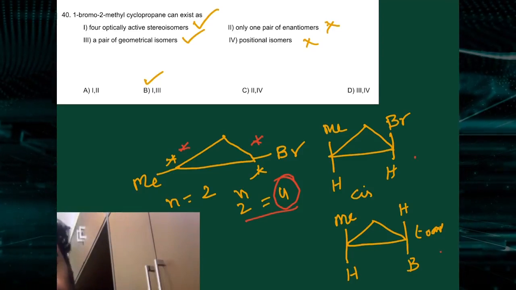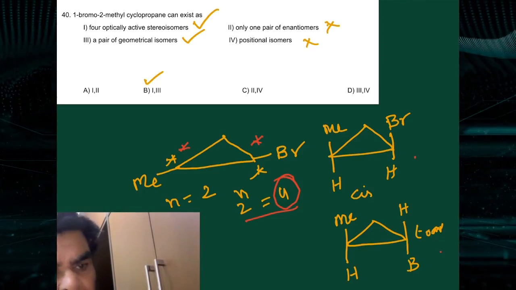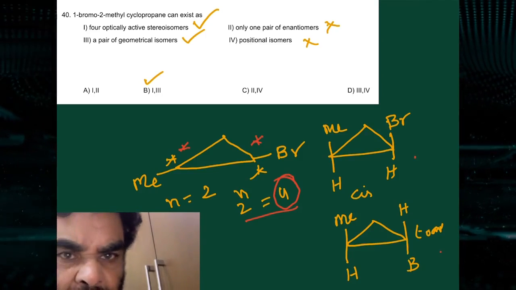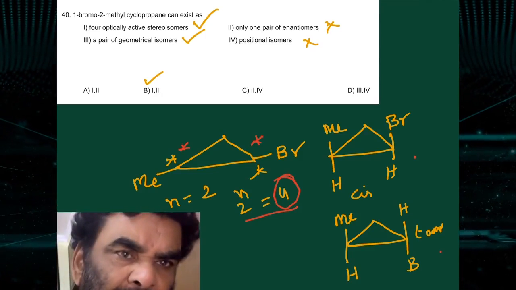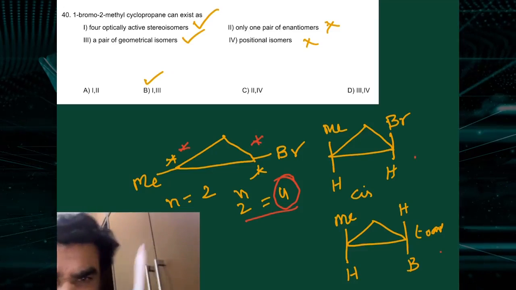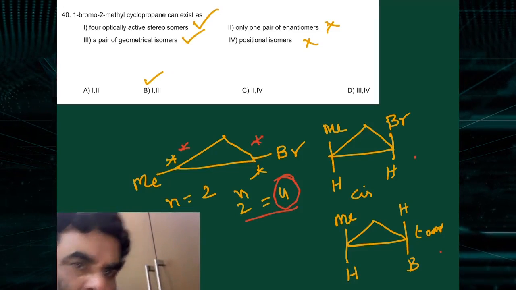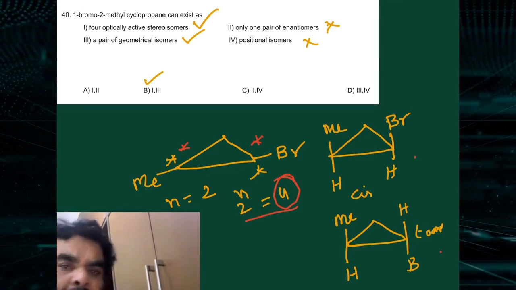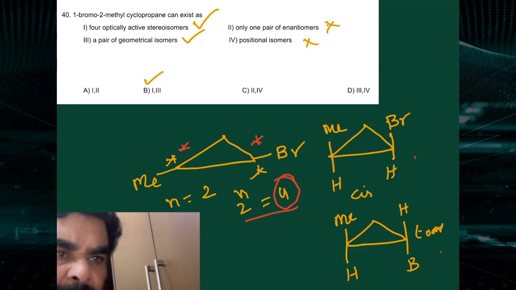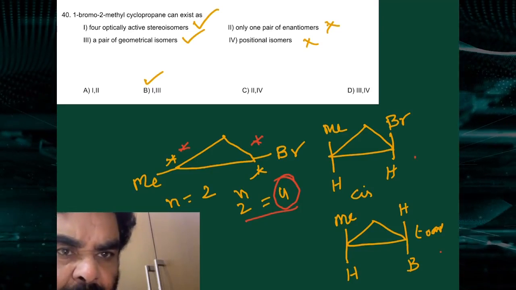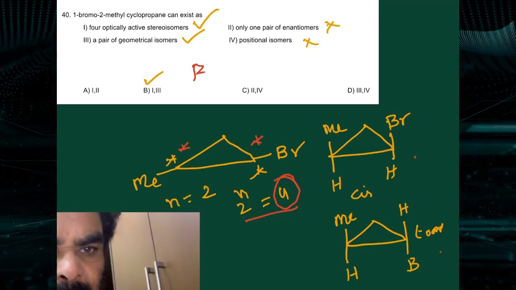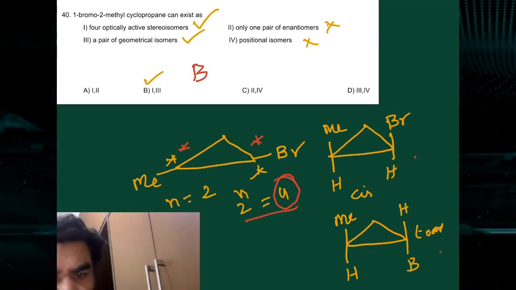Cis has the DL pair, trans has the DL pair. This is the trans DL pair. Cis, one pair of geometrical isomers, that is the position isomers? No, the name is given as 1-bromo-2-methyl. When the name is given, you can't change the methyl position, and the bromine position cannot be changed. What is correct? These 2 are correct. 3, 2, 4 are wrong, and 1, 3 are correct. B is the correct option. That is the worked out answer.